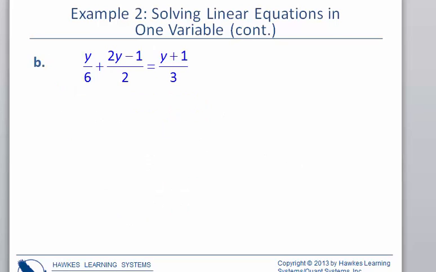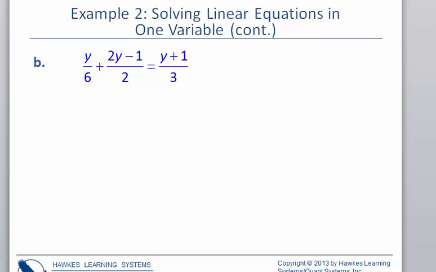For part B of the problem, we have fractions. So we have y over 6 plus (2y minus 1) divided by 2 is equal to (y plus 1) divided by 3. It is often easier to work a problem with fractions if you can find a least common denominator and use that to clear the fractions out of the expression.